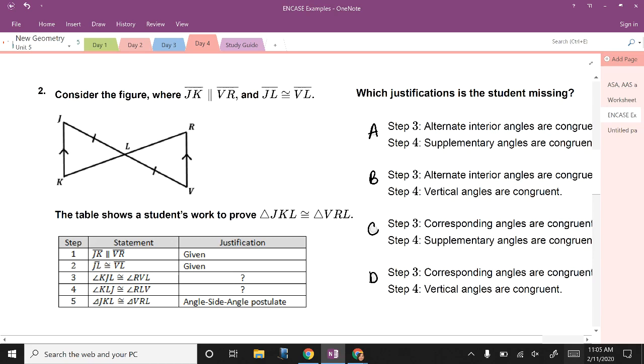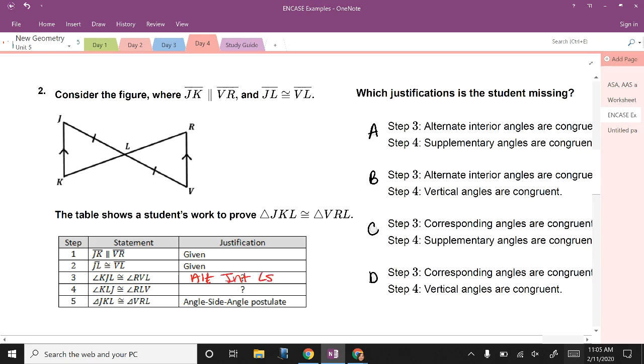Y'all are fine. Okay. We're filling in the blanks for this proof. So I got my 2 givens. It tells me that JK is parallel to VR and JL and VL are congruent, and those are all marked. So this next statement tells me angle KJL, which is right here, is congruent to angle RVL, which is right here. By what reason? Those are alternate interior angles, right?